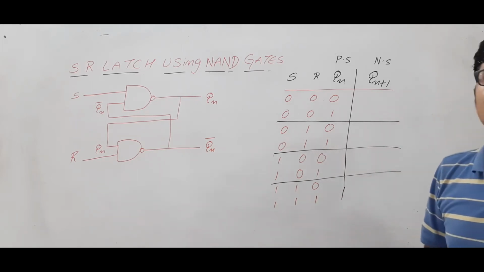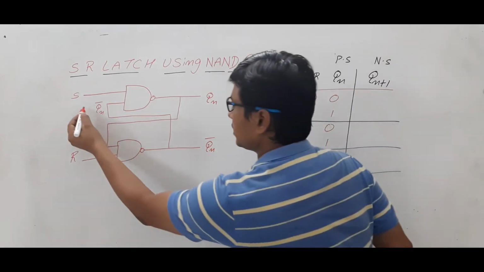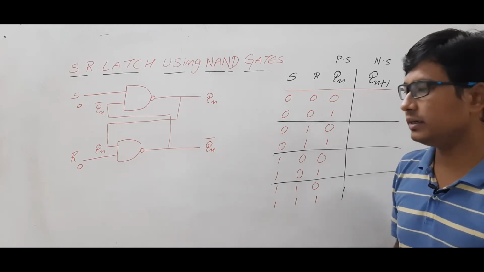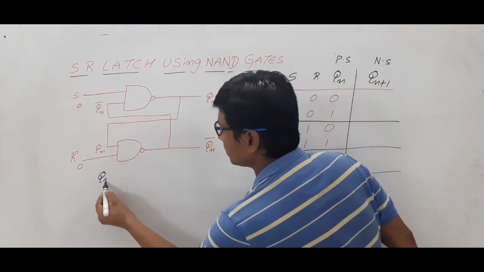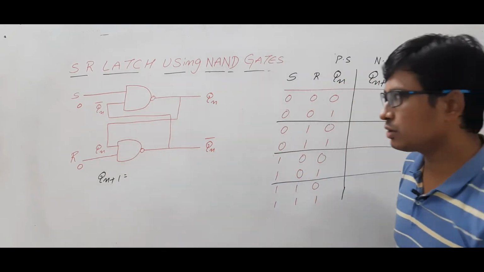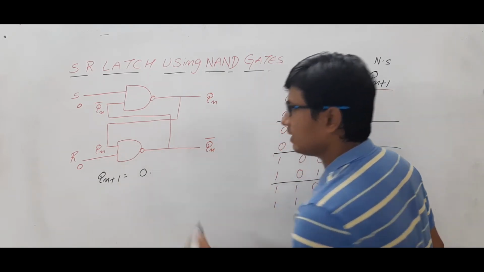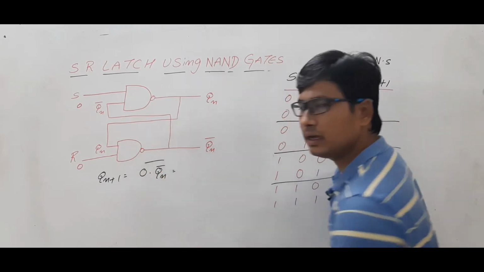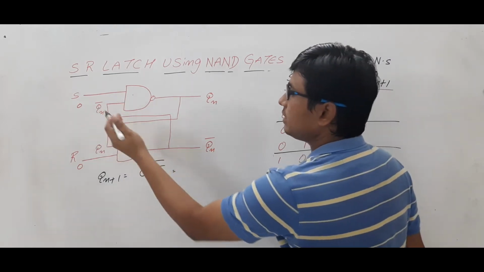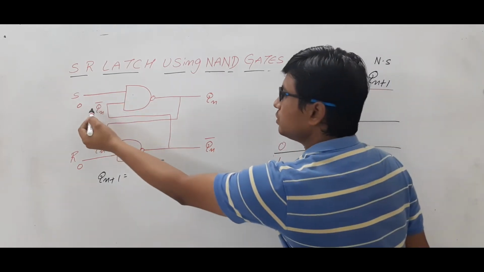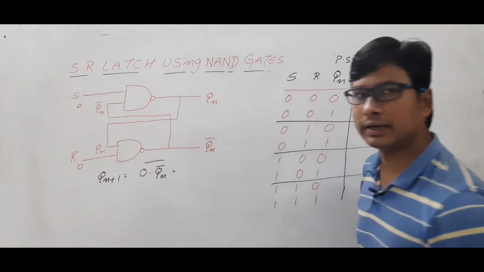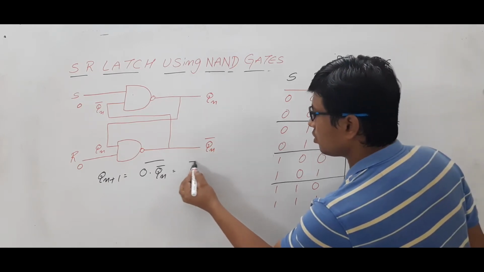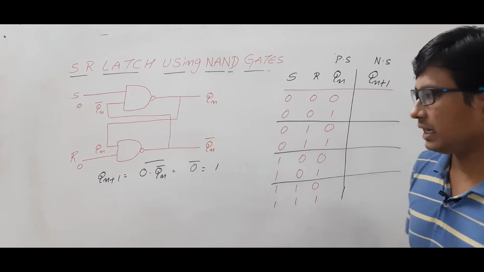Now if I keep S value and R value as 0, 0, what will be my next state? Qn plus 1 is equal to 0 and Qn complement, whole complement. Am I right or wrong? Because this is AND and then NOT. So 0 and Qn complement, whole complement, is equal to 0 and something, which is 0. 0 complement is equal to 1. Am I right or wrong?